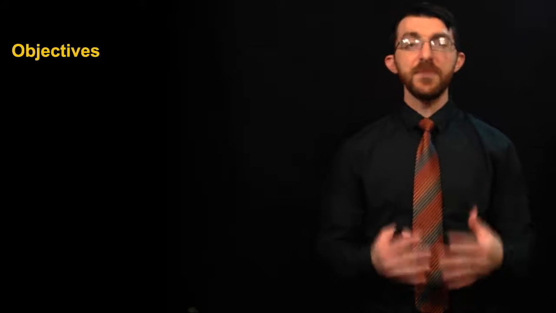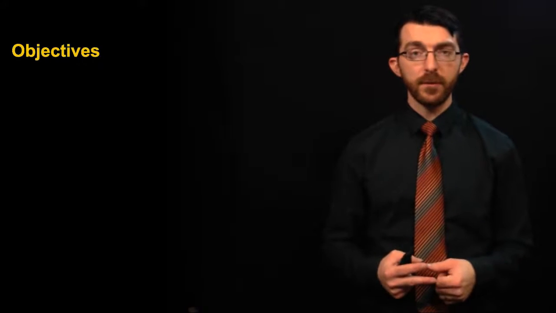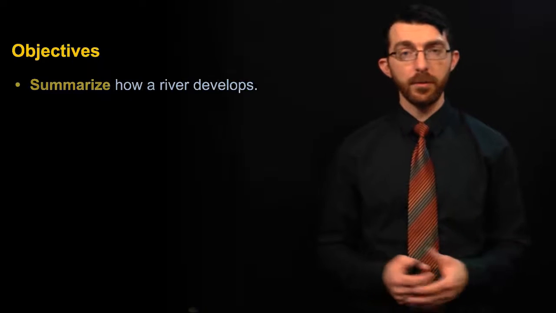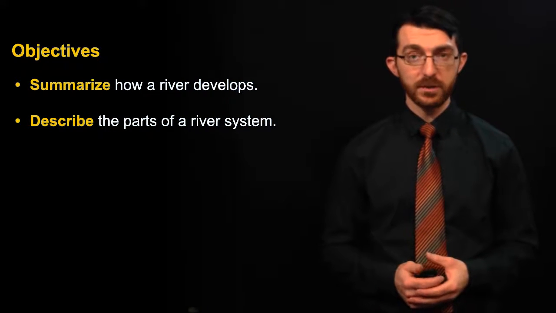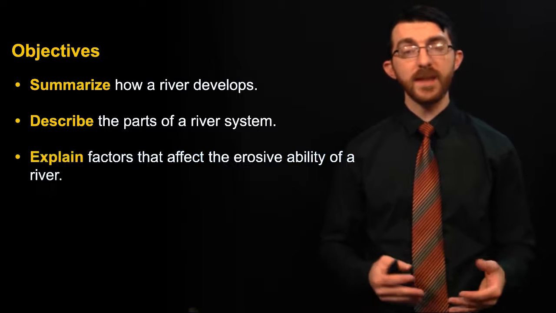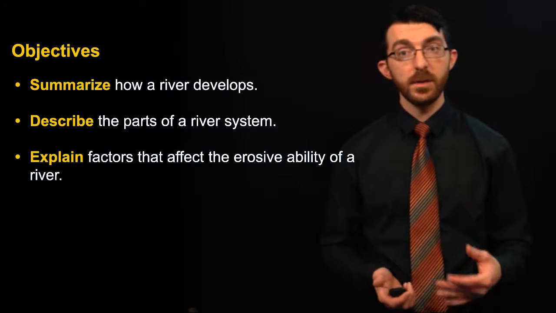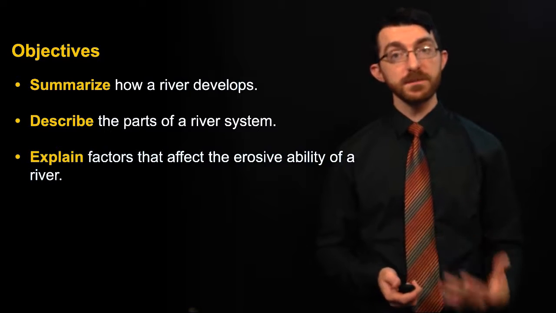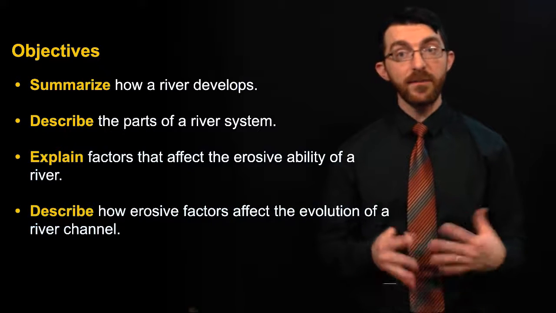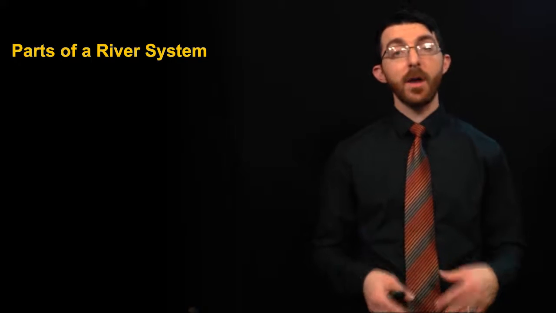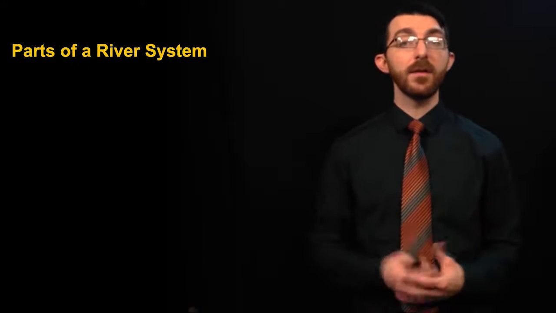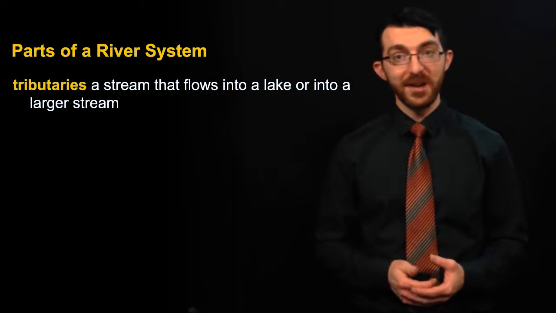So this is chapter 15, section 2. That would be from pages 379 to 382. The subject is stream erosion, and the objectives are to summarize how a river develops, to describe the parts of a river system, to explain the factors that affect the erosive ability of a river, and to describe how erosive factors affect the evolution of a river channel.